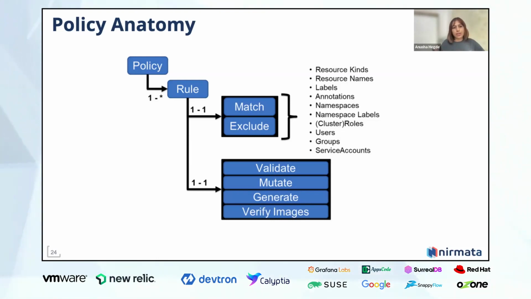And then you can also generate resources on the fly. We will actually go through the generate exercise today. Think of something like creating a new namespace, but once you create a new namespace, you would want to create network policies, limit ranges, quotas, and so on. Just by looking at an incoming new namespace request, Kyverno can generate all of these resources on the fly for you. And then finally, we have verify images.